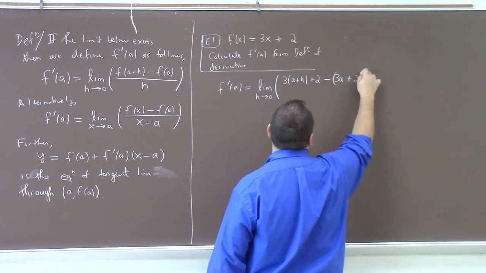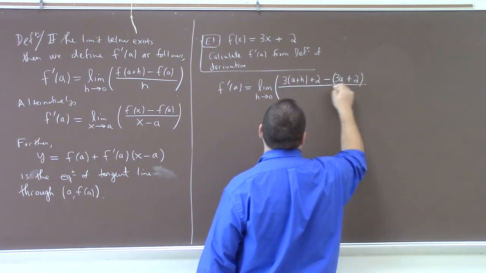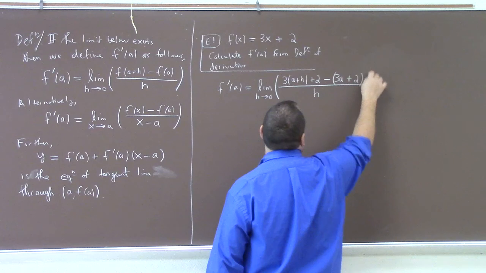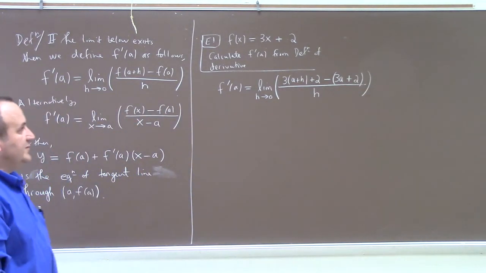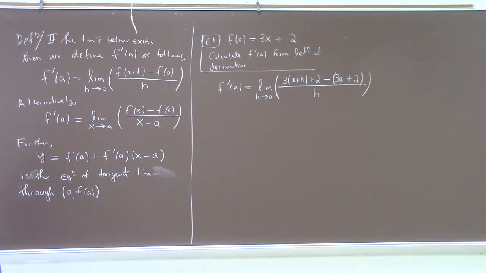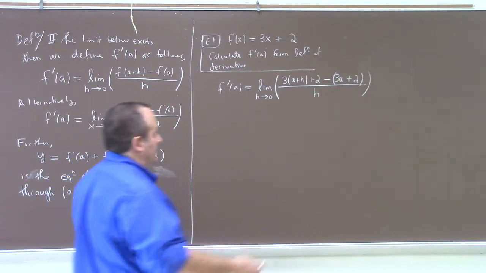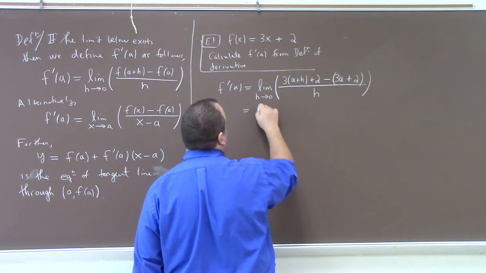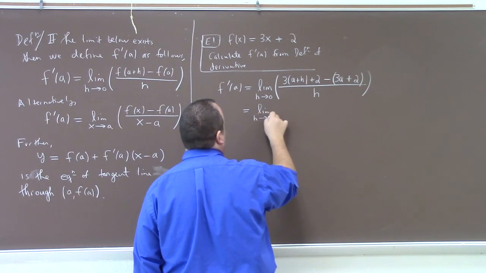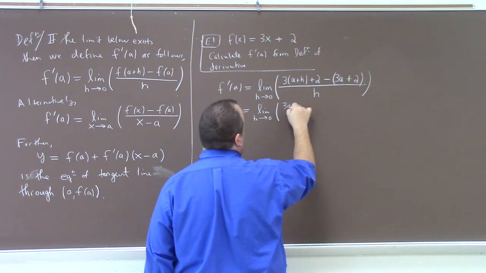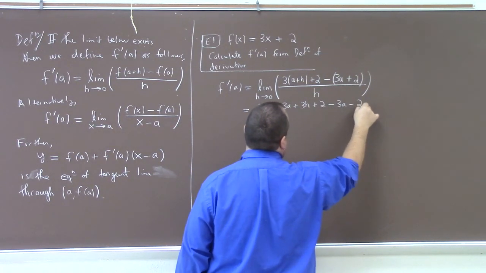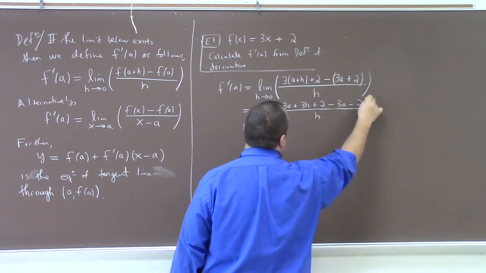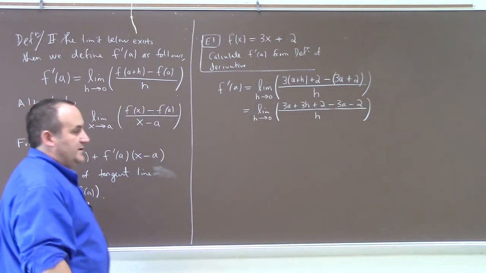Now, parentheses are not just your friends here, they're your lifeblood. Without parentheses, you get it wrong. The parentheses are important because that minus has to distribute to both of the terms in f of a here, right? And then we do algebra. So what does it look like? We get 3a plus 3h plus 2 minus 3a minus 2. You see some things canceling, right?